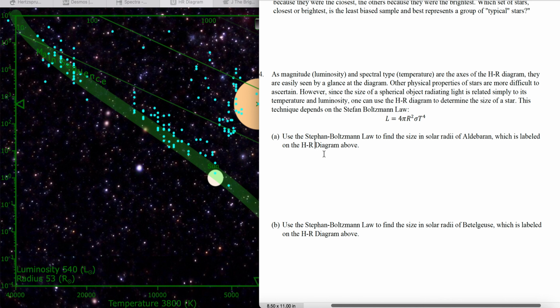Okay, that's why I left you space down here, because you're actually going to calculate it. You're going to read the temperature off of the graph, and then read the luminosity off of the graph, and then calculate the radius. Because you can read those values exactly on the labeled one, and that's the important thing.